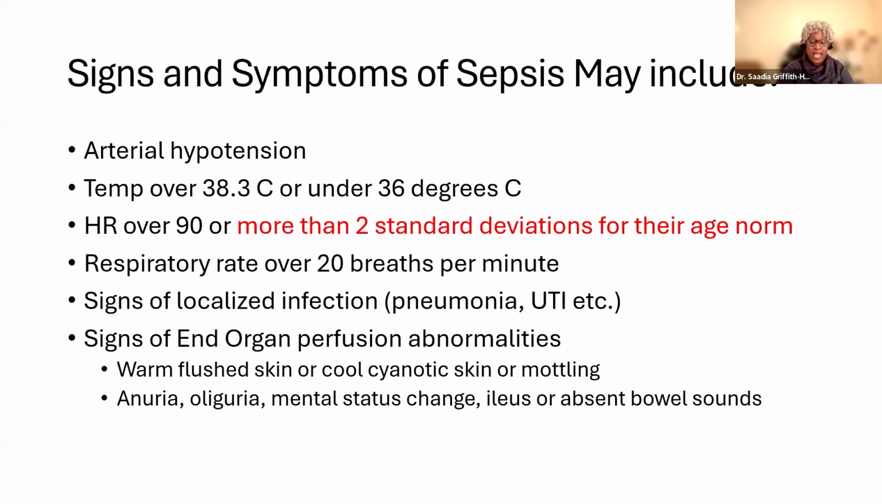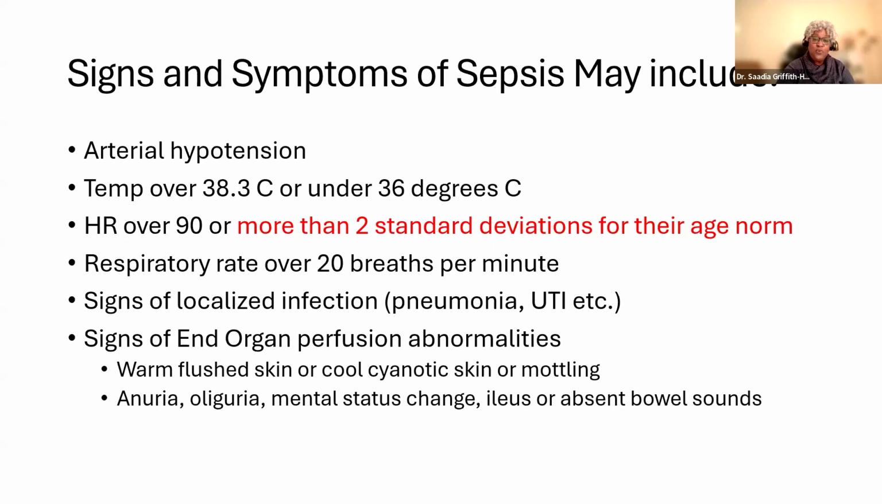So if we talk about Fahrenheit, that's a temperature over 100.9 Fahrenheit or below 96.8. A heart rate of over 90 or more than 2 standard deviations for their age norm. And remember, if we have people on beta blockers, they may not show us that tachycardia that we're used to seeing. It really is amazing when you see a young person, because we are so used to seeing older patients, who can really mount a heart rate of 120, 130 just in response to a temperature infection. It's not something that we see that often.